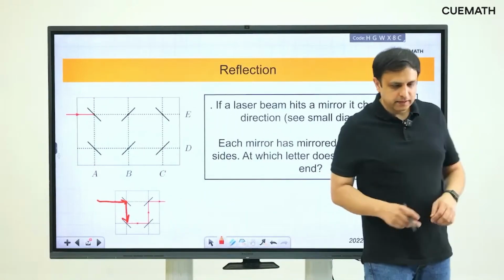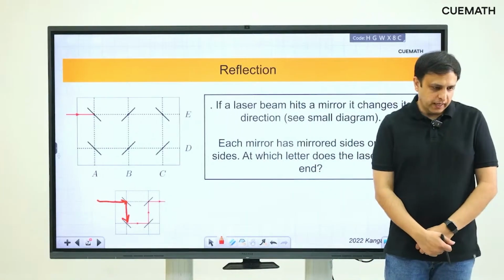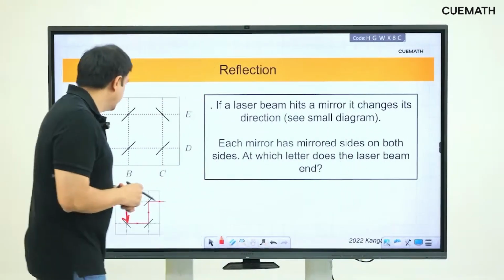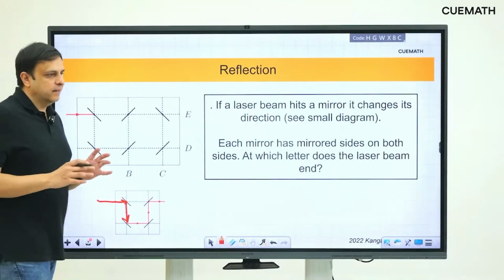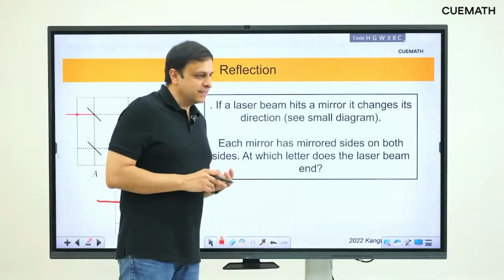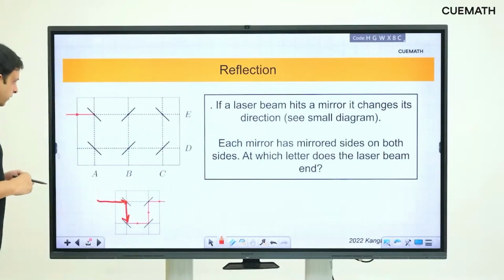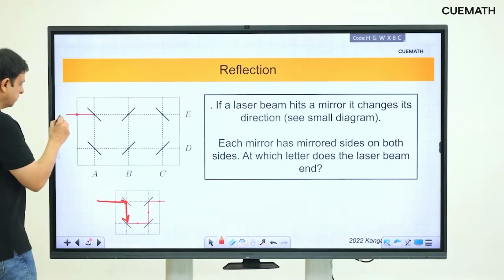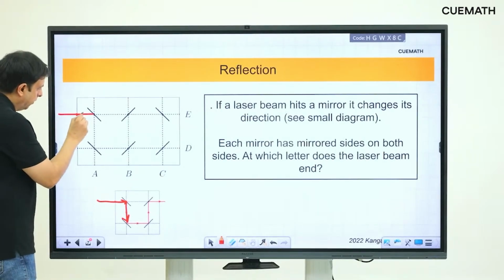Where will it exit, or where will it end? Which letter will it get to once it has gone through all the reflections? Okay, I can see a mixed set of answers. So, I am going to do this one for you, and we are going to do the reflections step by step. So, the ray enters the box here.